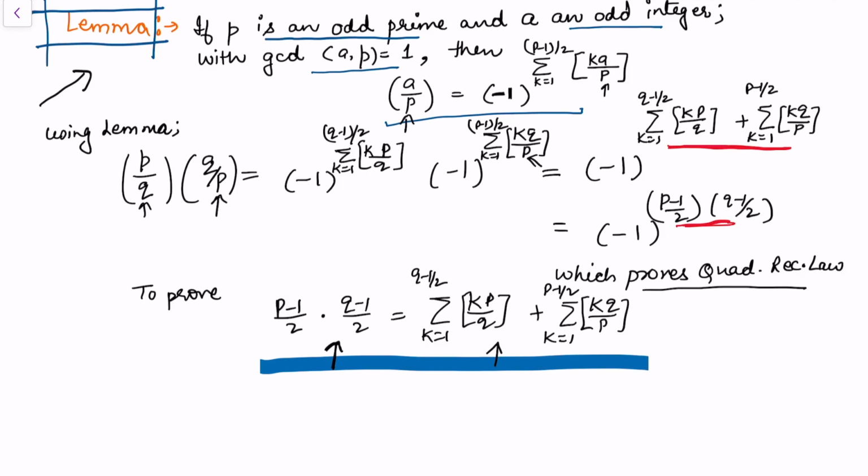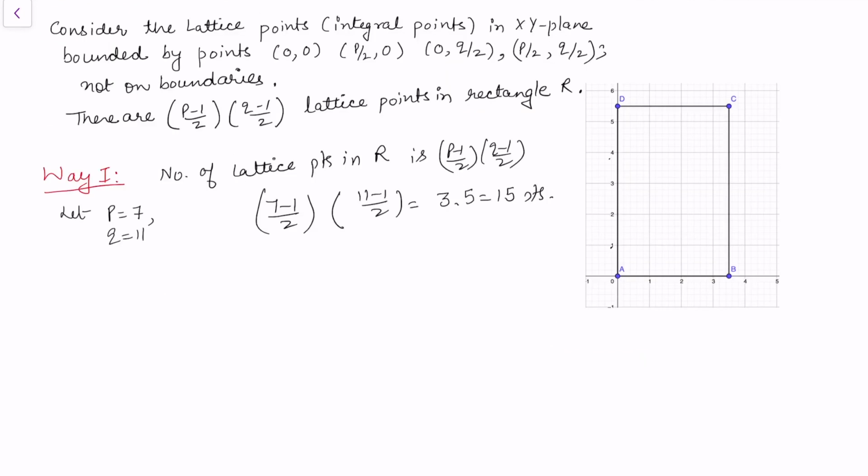And then I'll show that both the values that come up from counting are the same, and that proves our quadratic reciprocity law. Consider the lattice points, or the integral points, in the xy plane which are bounded by this one. So I'm going to get a rectangle which is bounded by the points 0, 0, and then p by 2 comma 0, p by 2 comma q by 2, and here we have 0 comma q by 2.